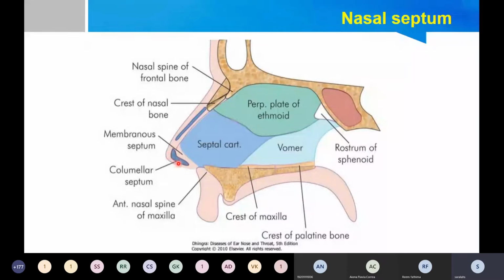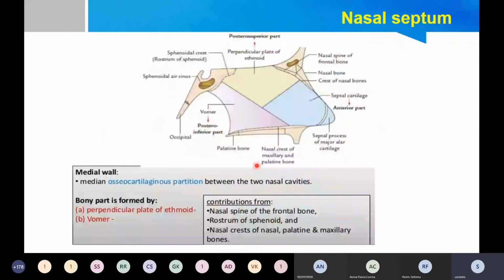It is formed by the union of the tips of both alar cartilages. Okay, these are the bony and the cartilaginous components of the nasal septum. There are two bones and two cartilages. So this is again the theory. I put a slide. And there are only two bones, I said, that is the perpendicular plate of the ethmoid and the vomer.